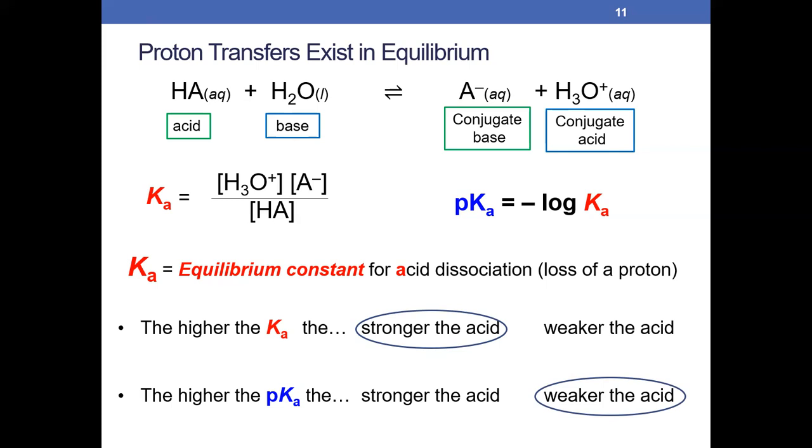So as our pKa gets larger, our acid becomes weaker. And typically our pKa values cover a much larger range than our Ka values, from about -7 all the way up to 50. Our negative numbers are going to be more acidic than our higher numbers.